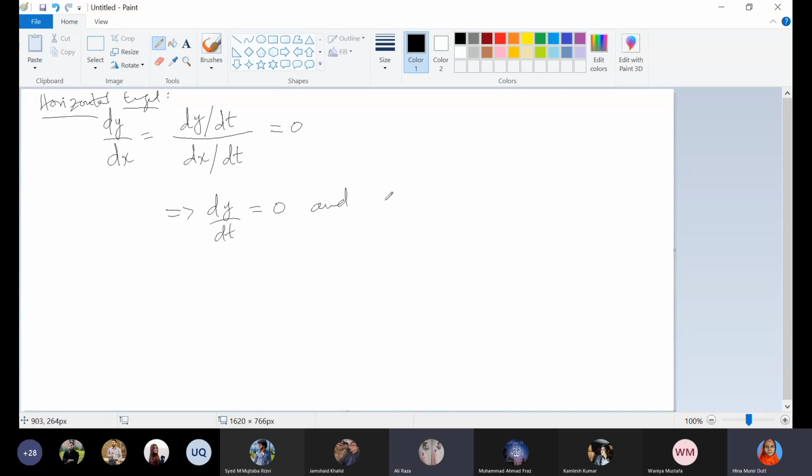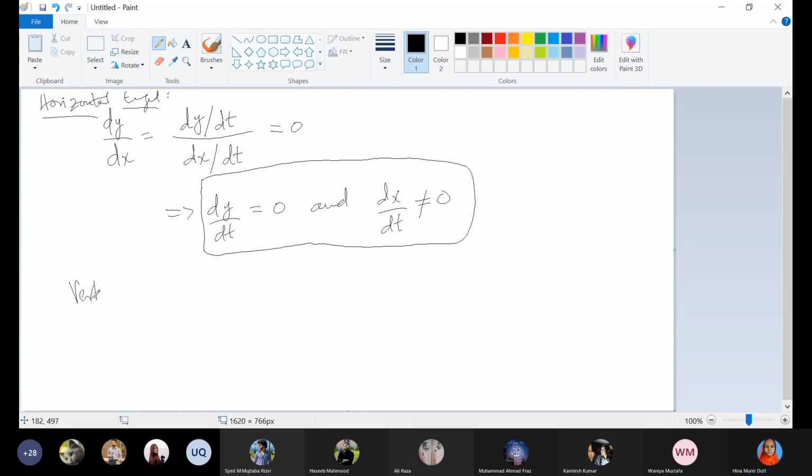And what about dx over dt? It should not be equal to 0. So that is a horizontal tangent. For a horizontal tangent, we need to put dy by dt equal to 0 and dx over dt should not be equal to 0.